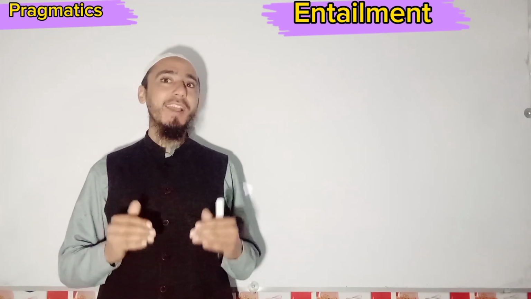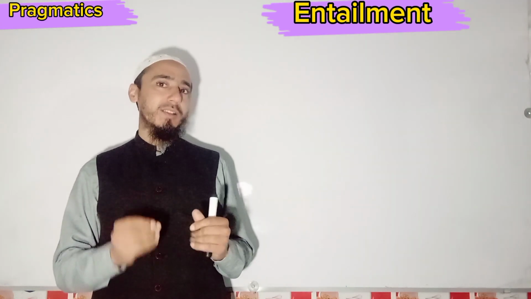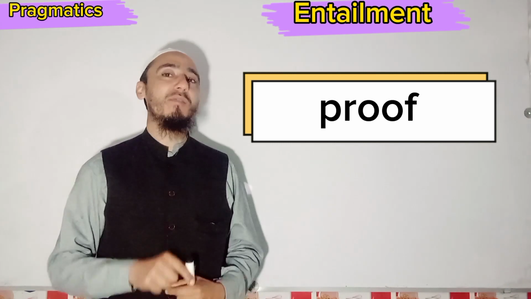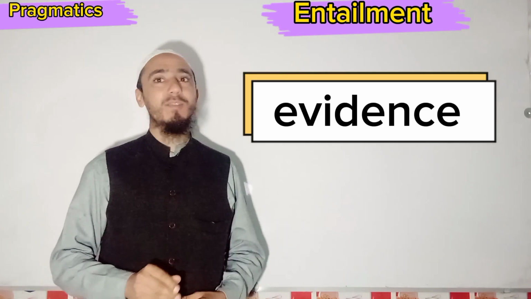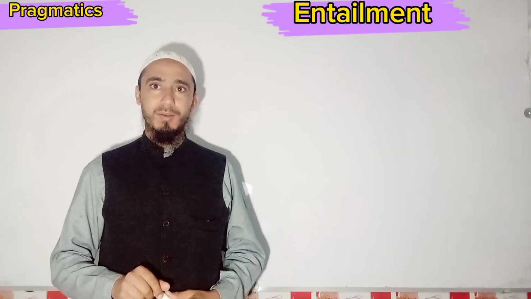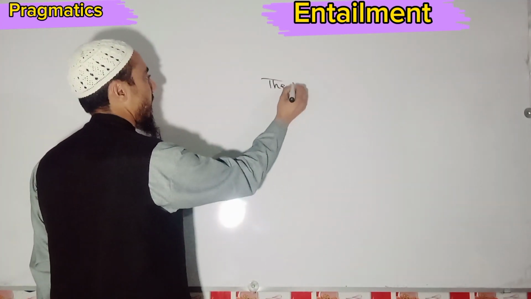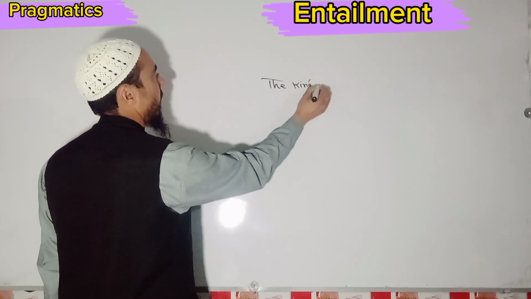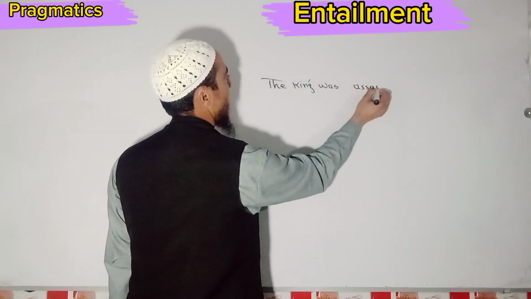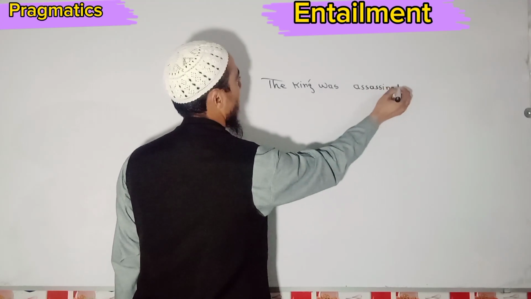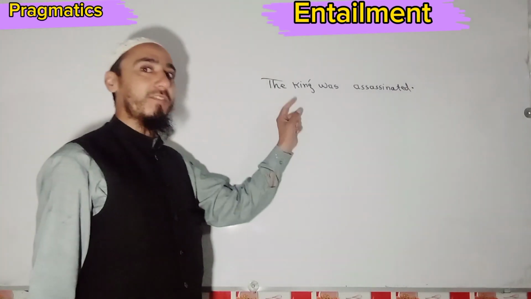Listeners and audience, in entailment, when we are talking about one sentence, the next sentence will be the proof for the first sentence that this sentence is correct. And this is the evidence for the first sentence. For example, I write a sentence: the king was assassinated. The king was assassinated. Listeners and audience, this is the first sentence.